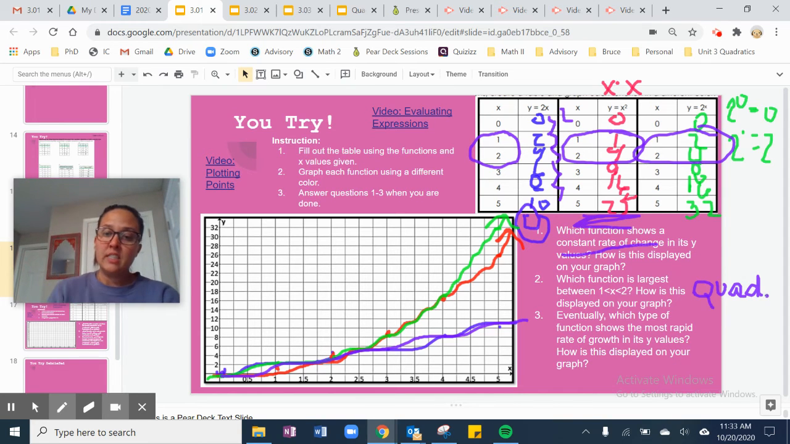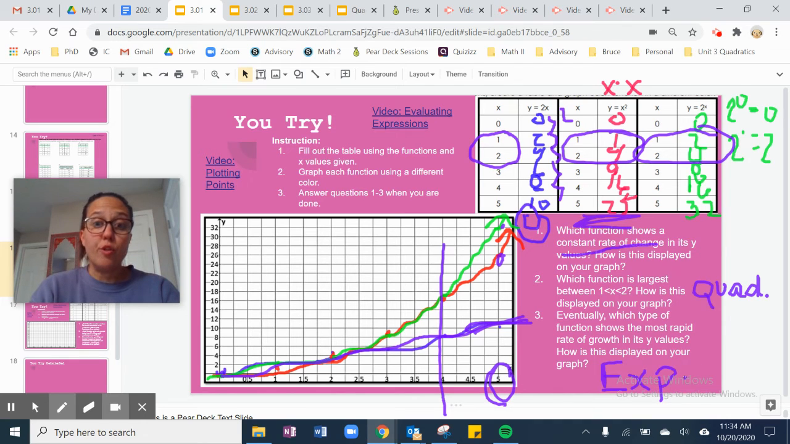Eventually, which type of function shows the most rapid rate of growth in its y values? How is this displayed on your graph? Eventually, we saw that everything kind of stayed the same up until 4. And then at 5, the linear was the lowest, and then the quadratic, and then the exponential. So eventually, the exponential graph grew the most rapidly and will continue growing the most rapidly because it's going to continue multiplying by 2. If we looked at the quadratic's next number, it would be 6 squared, which is 36, right?